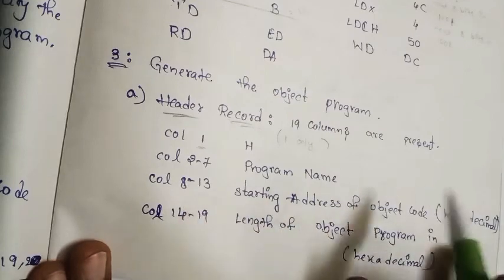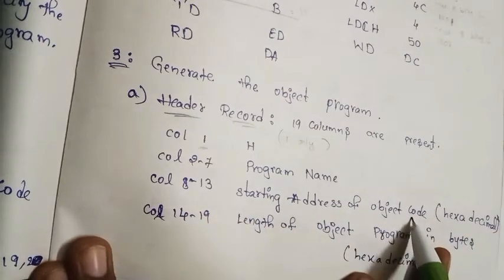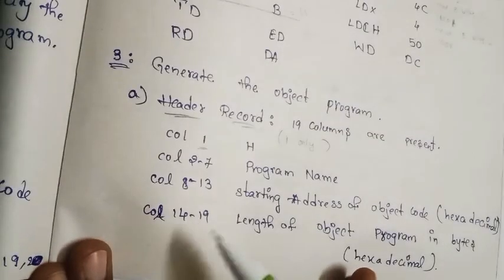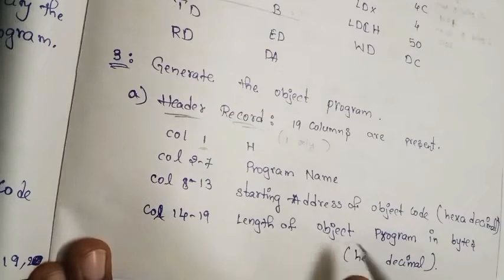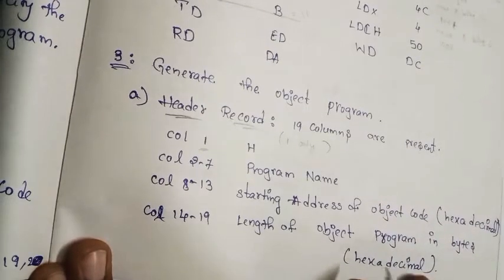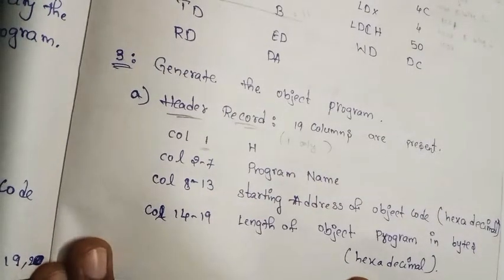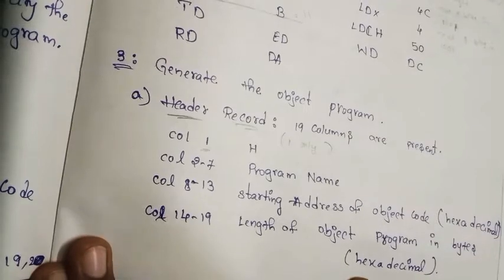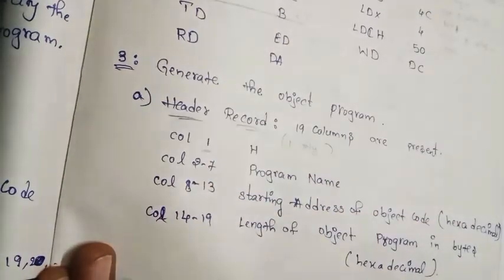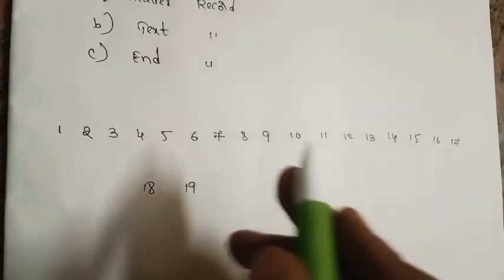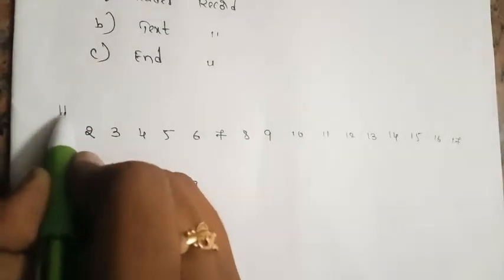Columns 8 to 13 represent the starting address of the object code. The starting address should be in hexadecimal form. Then columns 14 to 19 represent the length of the object program in bytes. By solving the problem, that means by changing the low level code into machine level code, we understand these steps. Let us see it with an example. See, guys, in the header record we have 19 columns, I represented them with numbers. The first column is represented with H.